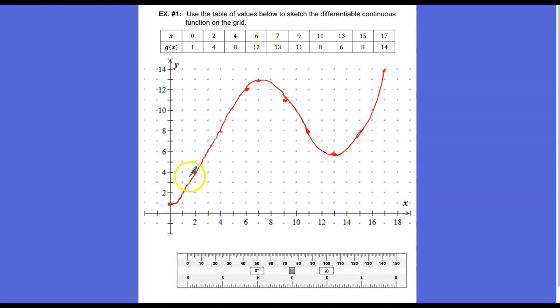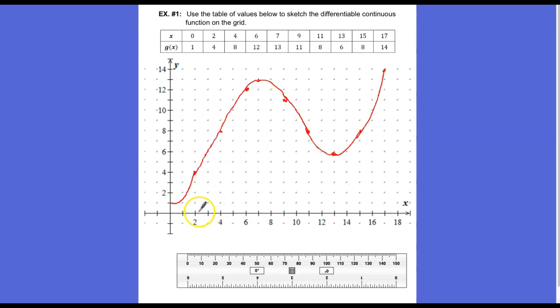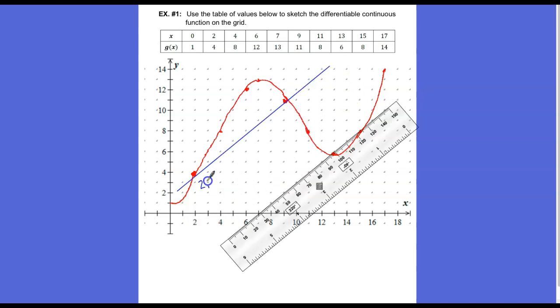Alright, so we have something that is pretty close to a good function here. Let's see what we need to do. Find the average rate of change of g of x on the interval from 2 to 9. That's a closed interval, so we are going to identify the endpoints on the function. So here is 2, 4 and 9, 11.